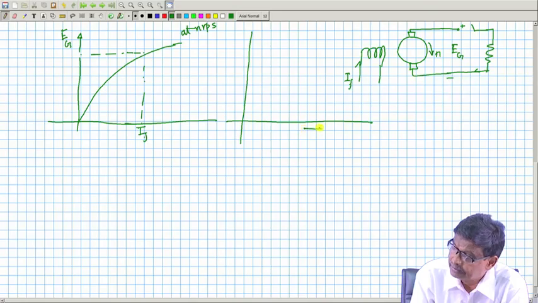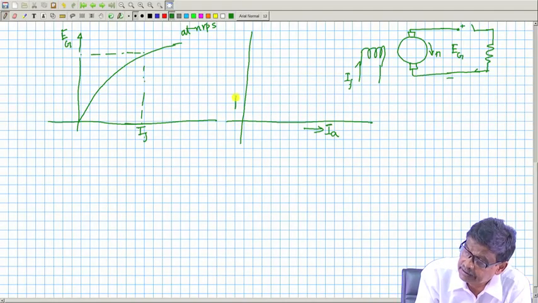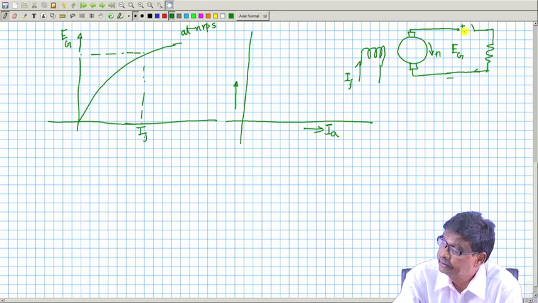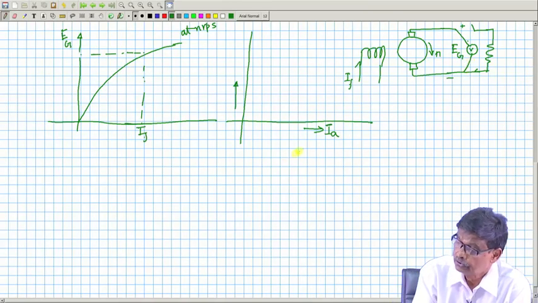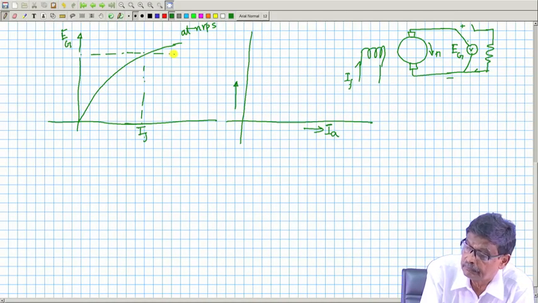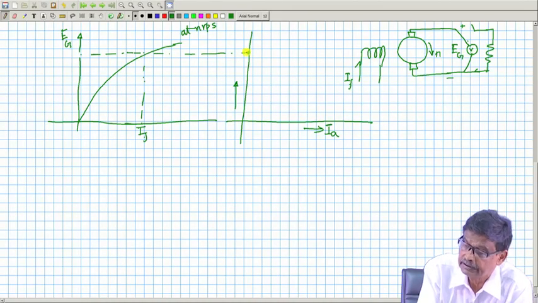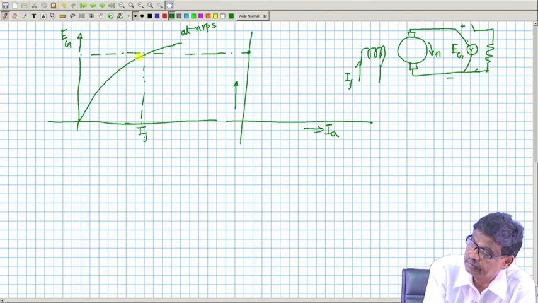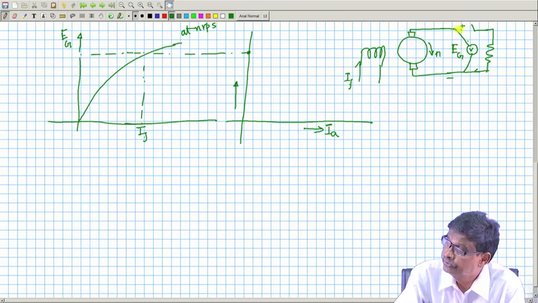Therefore, on this side I will sketch IA, and here I will sketch this V. I will connect a voltmeter here. So, with IA equal to 0, the voltmeter will read this value, the generated voltage, as IF is maintained. So, open circuit voltage is this one. Now, if you close this switch, it will deliver current, and IA will flow.